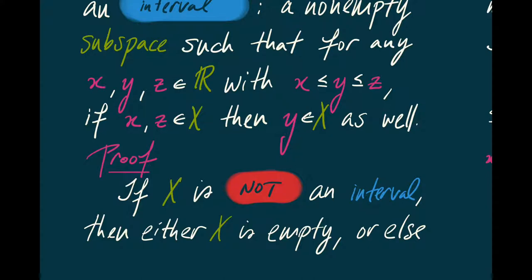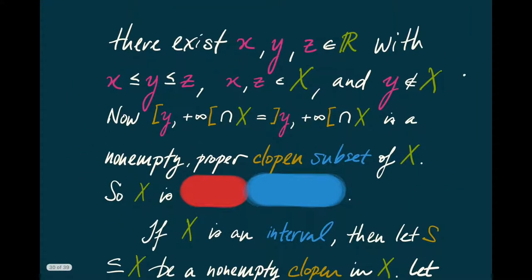So if X is not an interval, then one possibility is that X is empty. In that case, certainly X is not connected. If X is not an interval, but X is non-empty, then there have to be three points, x, y, and z, in order inside the real line, such that the smallest and biggest points are in X, but y is not in X.